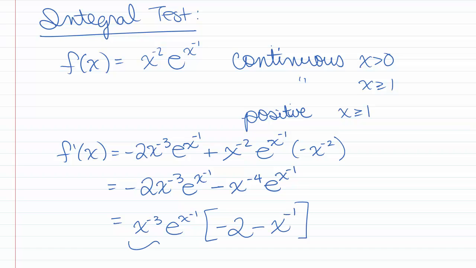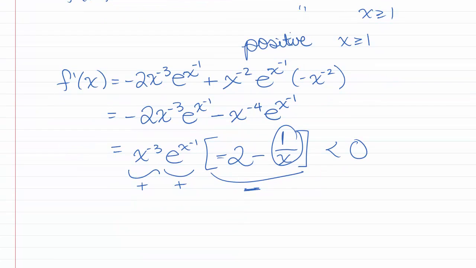Well, this is a positive number because x is bigger than or equal to 1. This is a positive number because e to any power is positive. And this is a negative number because remember x to the negative 1 is 1 over x, and this is going to be positive. So a negative 2 minus a positive 1 over x is a negative. So positive times a negative is a negative number. Alright, so now we've got continuous, positive, and decreasing.